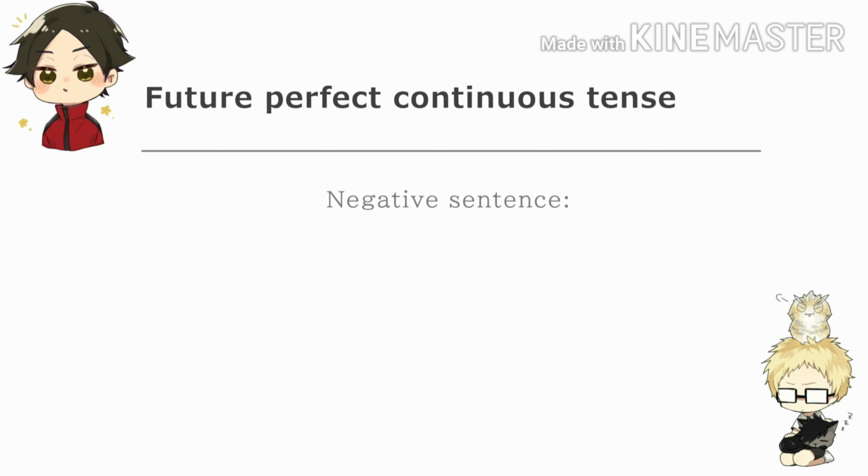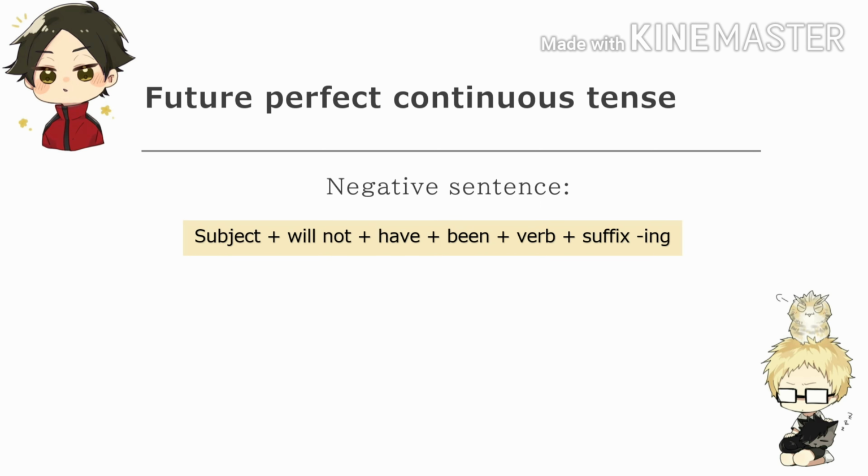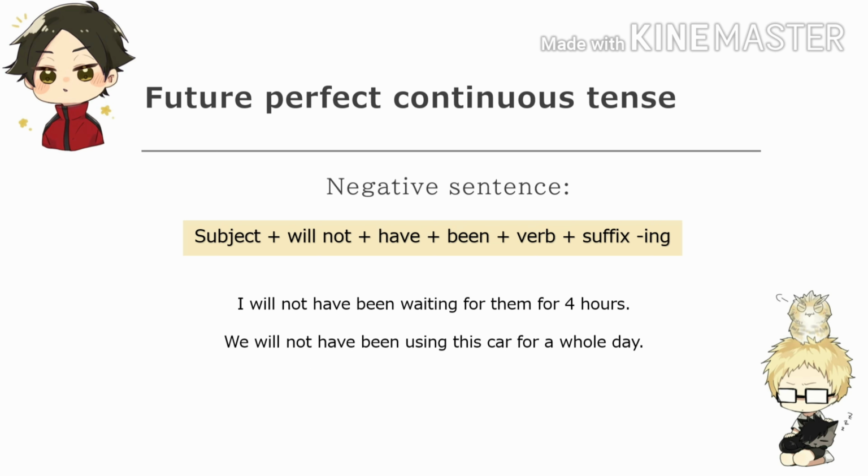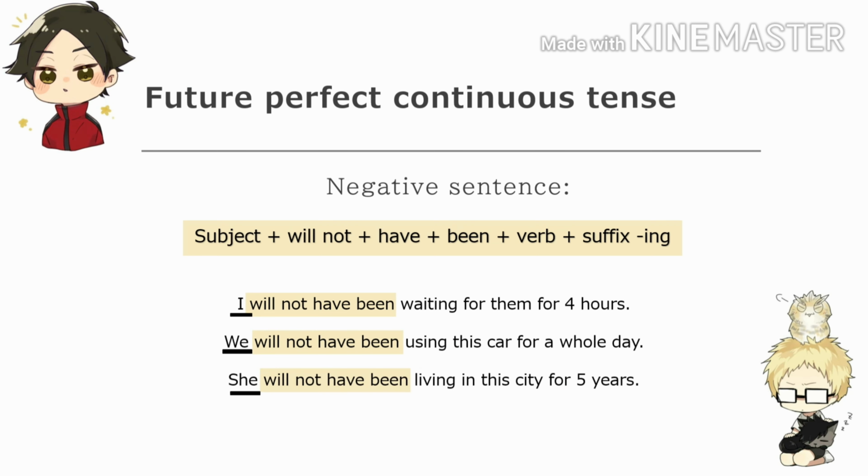Now for the negative sentences, we'll be using subject plus will not plus have plus been plus verb plus suffix ing. I will not have been waiting for them for 4 hours. We will not have been using this car for a whole day. She will not have been living in this city for 5 years. I, we, and she here are the subjects, while the three of them use will not have been to show it's a negative sentence, and waiting, using, and living are the verbs in these sentences.